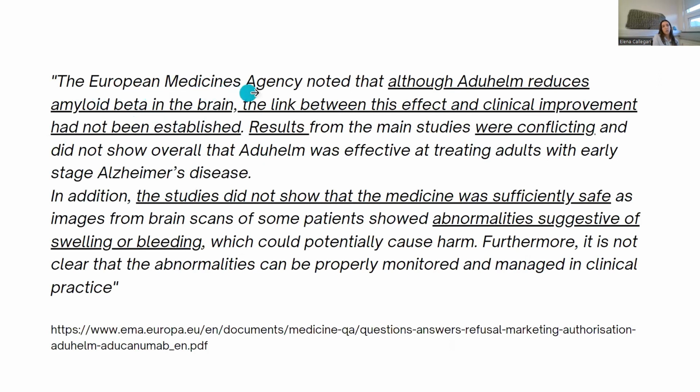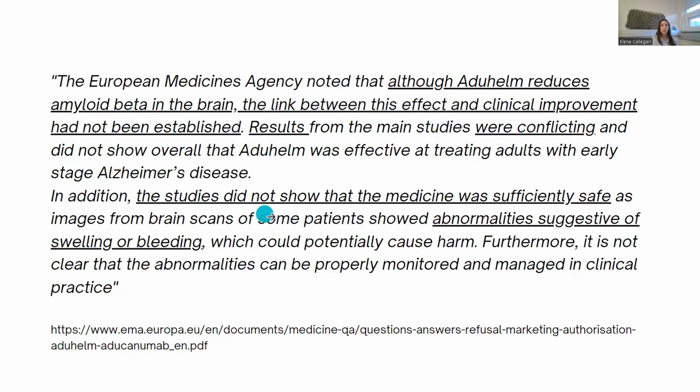So the European Medicines Agency noted that although Aduhelm, this is the name of the drug itself that contains this agent, aducanumab, reduces amyloid beta in the brain, the link between this effect and clinical improvement had not been established. Results from the main studies were conflicting and did not show overall that Aduhelm was effective at treating adults with early-stage Alzheimer's disease.